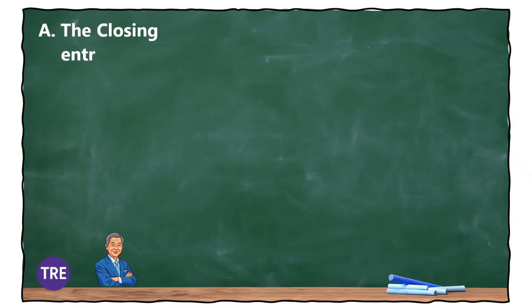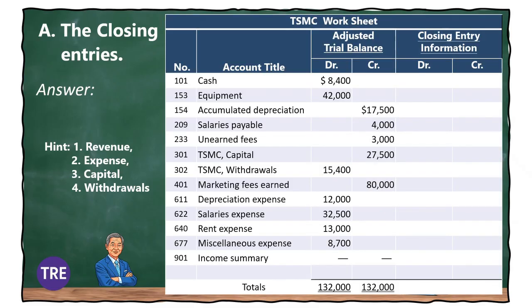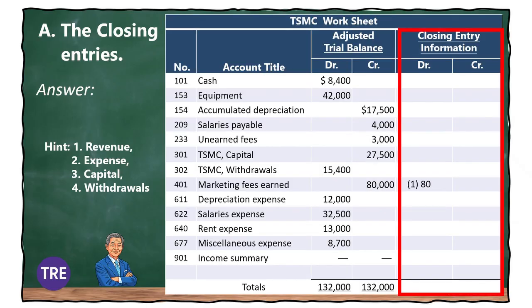Alright, let's walk through the closing entries one by one. The first step is to close revenues. We take marketing fees earned, $80,000, debit it to remove the balance, and credit the same amount to income summary.